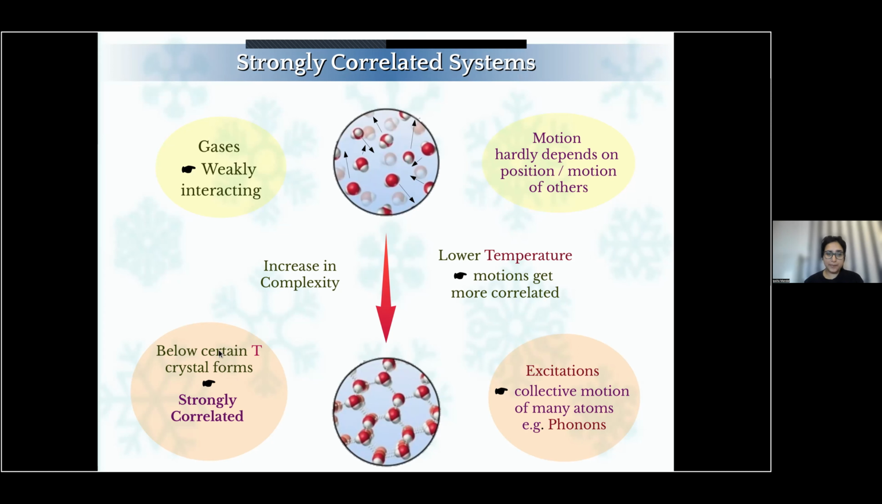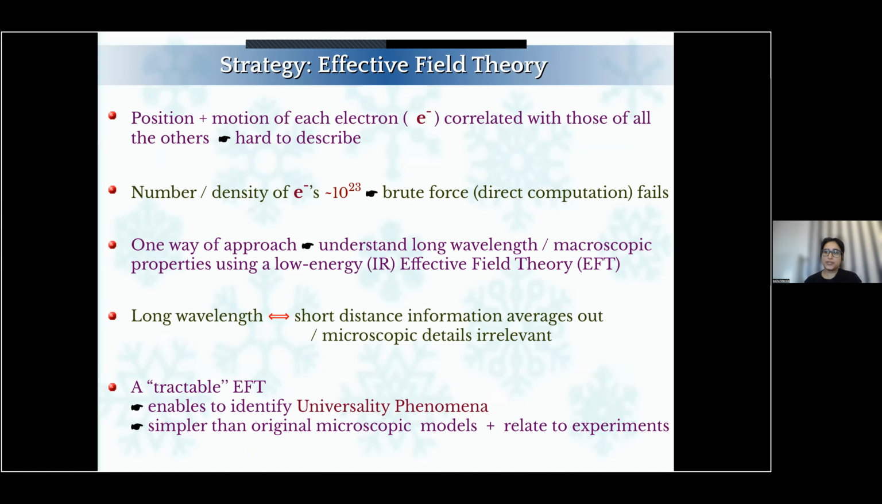Below a certain temperature, we know that there is the formation of crystals. And in some sense, this is strongly correlated because there are various kinds of excitations in the system. For example, collective motion of many atoms, which gives rise to phonons, which were not present in the individual motion of the gas molecules. Now, our strategy to deal with such systems will be to formulate some effective field theory.